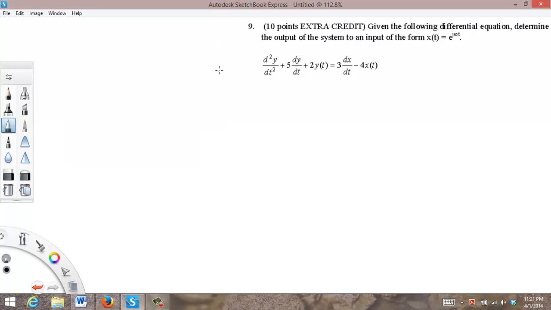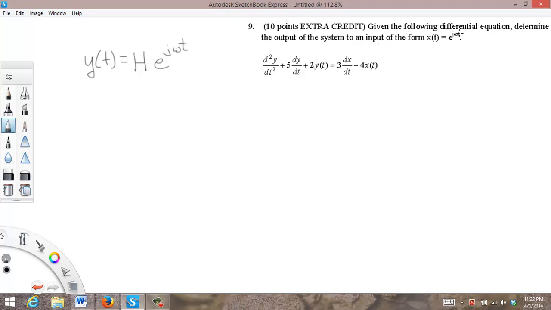In this problem, we're looking at an input of x of t equal to e to the j omega t, an eigenfunction, and how it is affected by this differential equation. So, since x is an eigenfunction, we know right off the bat that y of t will be some constant h times e to the j omega t.